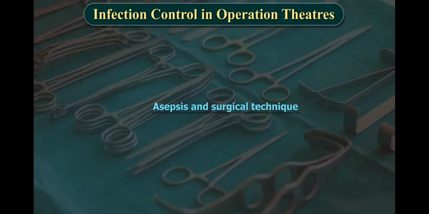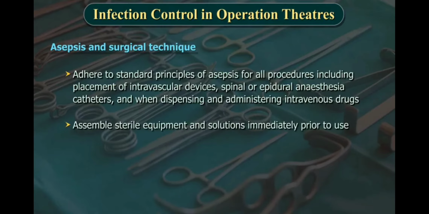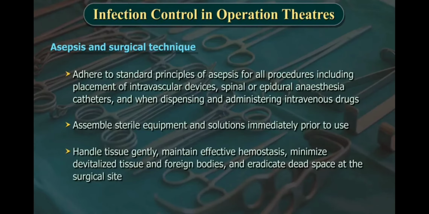Asepsis and surgical technique. Adhere to standard principles of asepsis for all procedures, including placement of intravascular devices, spinal or epidural anesthesia catheters, and when dispensing and administering intravenous drugs. Assemble sterile equipment and solutions immediately prior to use. Handle tissue gently. Maintain effective hemostasis. Minimize devitalized tissue and foreign bodies, and eradicate dead space at the surgical site.